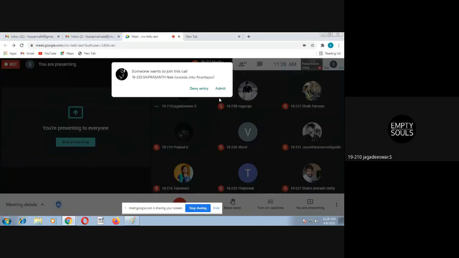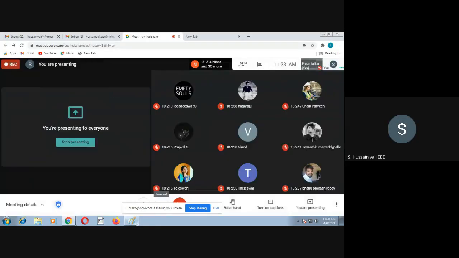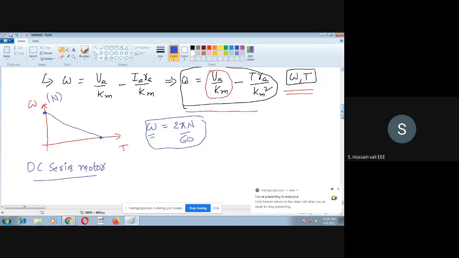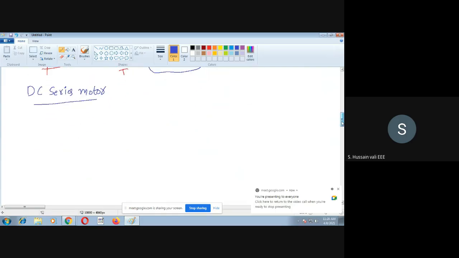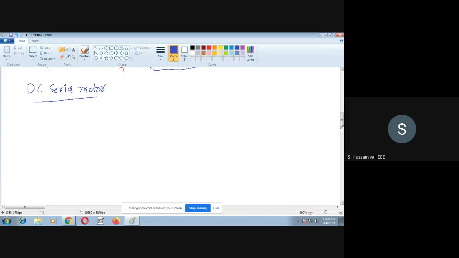Okay. So then we go further. So we will go to the DC series motor and we do the same analysis. Same analysis in the sense we will find out the relationship between torque and current and speed and torque. So this relationship we will go through once again.